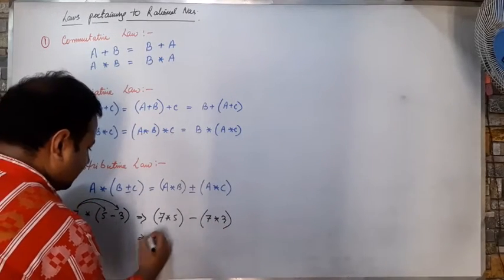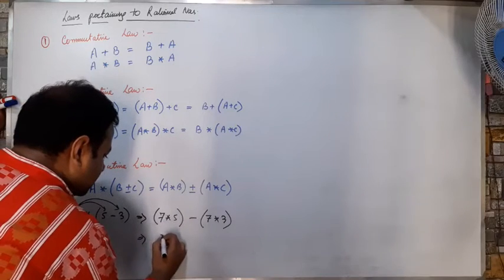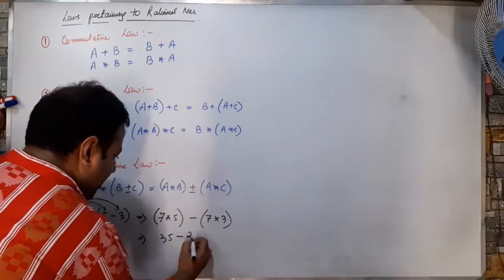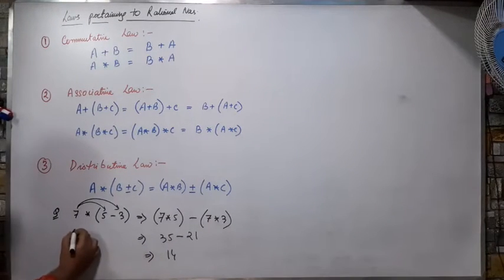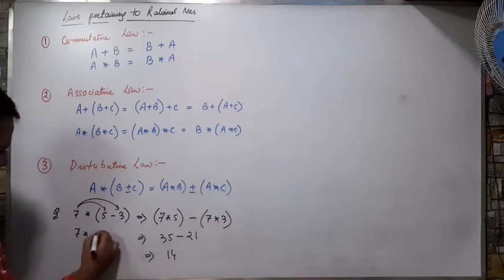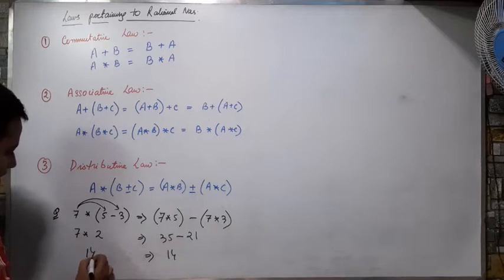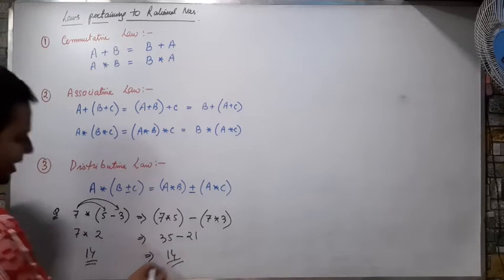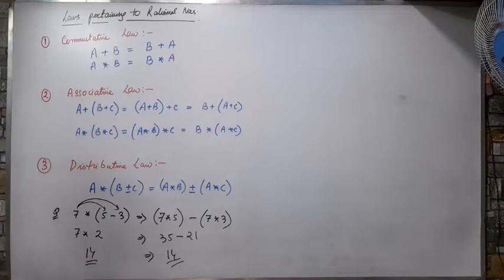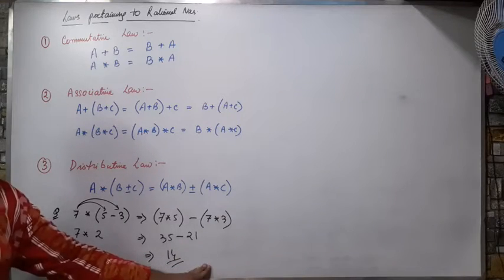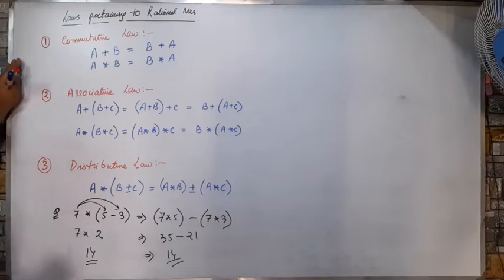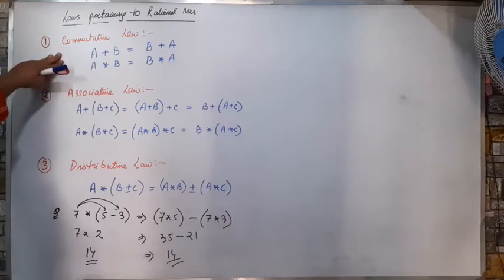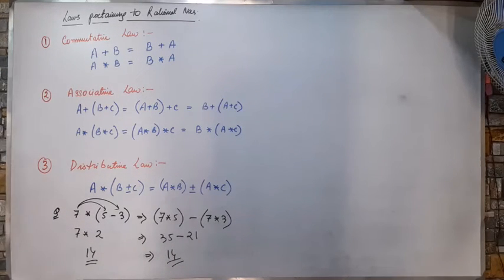So the answer will be 7 into 5 is 35 minus 21. This is 14. And just see this one: 5 minus 3 is 2, 7 into 2 is 14. So both ways the answers are the same. This is called the distributive law. So there are totally three laws for rational numbers: one is the commutative law, one is the associative law, and the other one is the distributive law.